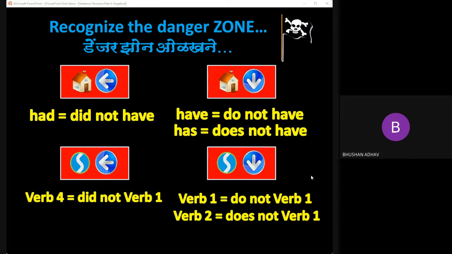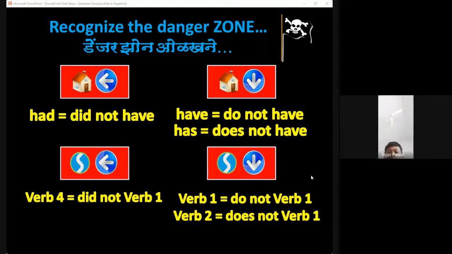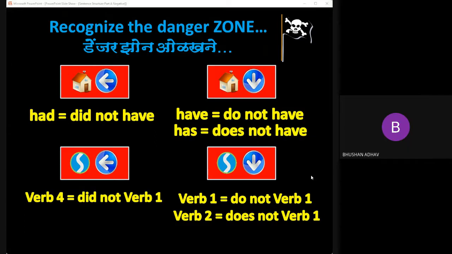Okay. "She peeps in a neighbor's home." So, peeps. Can you recognize the verb, whether it is V1, V2, or V4? V2. How did you recognize it is V2? Because S is there. Yes, S is over there. So how would you make it negative? V2 becomes "does not" V1.